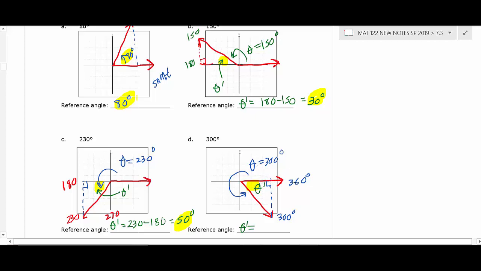You're going to do the difference between those two. You're going to do 360 minus 300 to get 60. You want to subtract it in a way that you get a positive answer. So that's your reference angle right there.